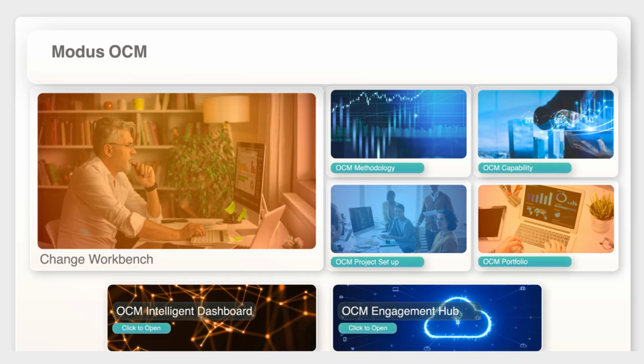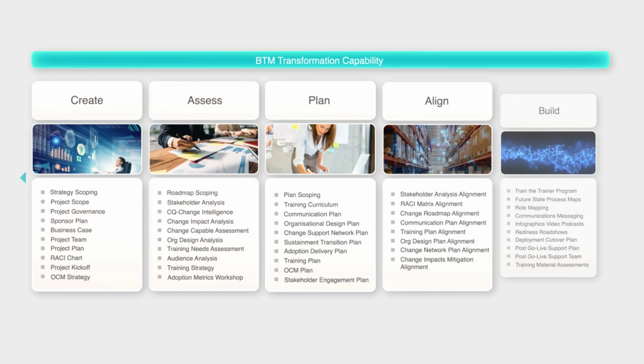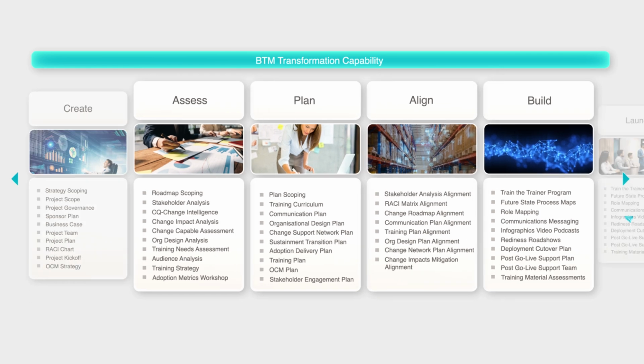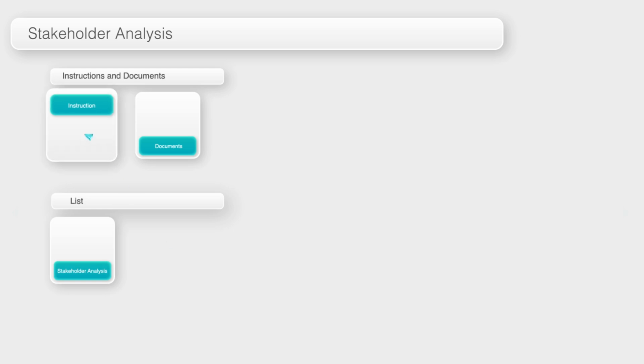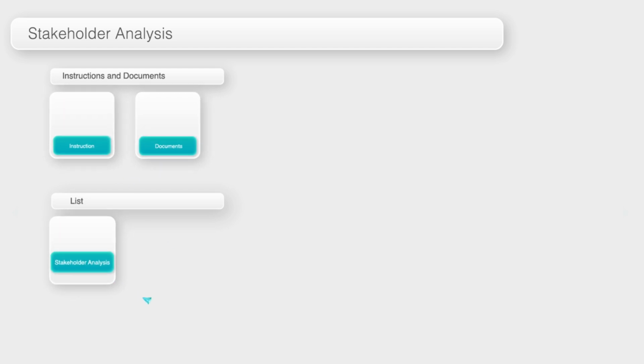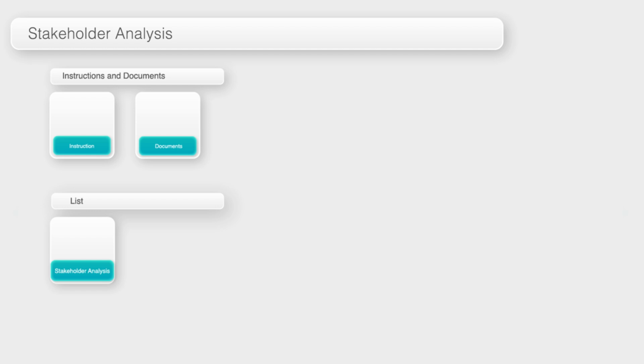Once we have completed the OCM methodology, we now unlock the OCM capability, where we store all of the digitalized tools and templates needed to run the OCM method. For example, stakeholder analysis has a predefined template, instructions, documents, and out-of-the-box reports that unlock the entire tools and methodology to deliver stakeholder analysis effectively.